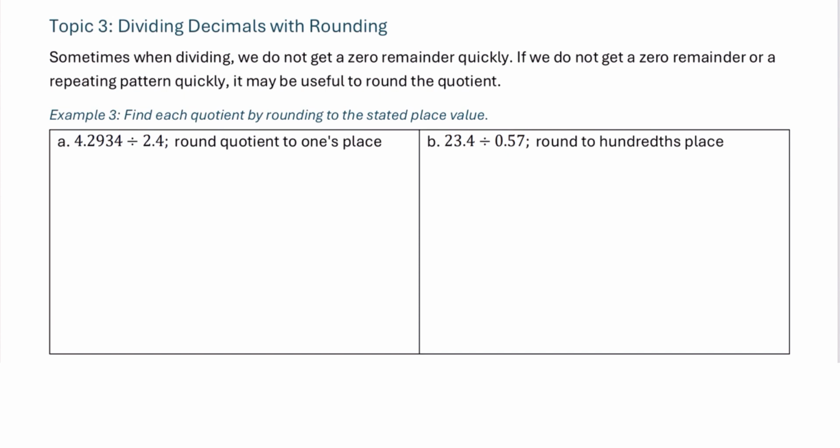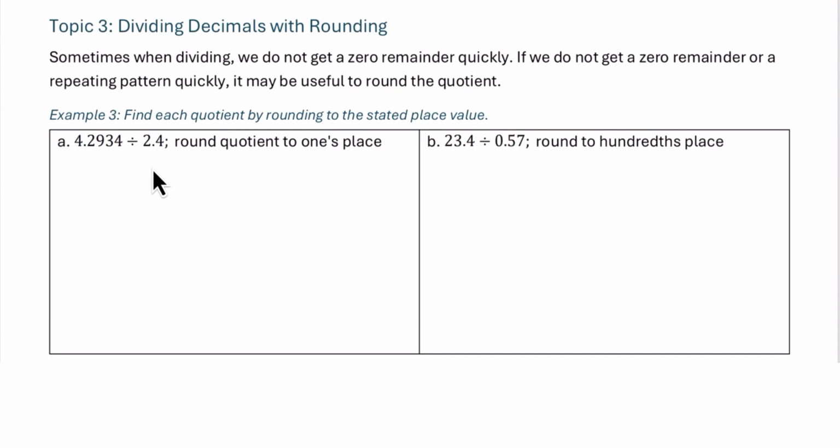Sometimes when dividing, we don't get a zero remainder quickly. If we don't get a zero remainder or a repeating pattern quickly, it may be useful to round the quotient. For example, let's look at dividing these decimals and round to the ones place. In order to divide decimals, we need the divisor to be a whole number or an integer.